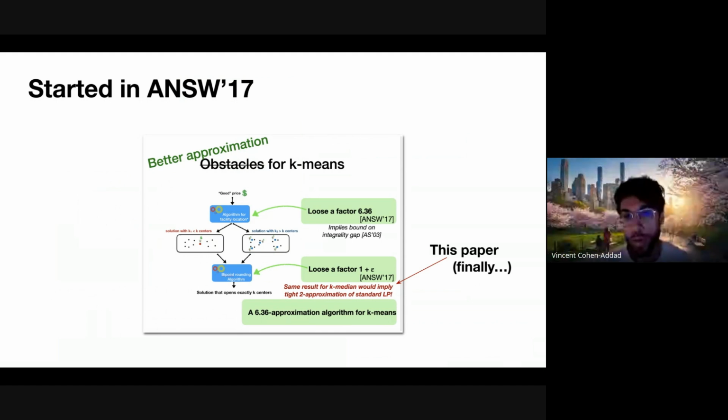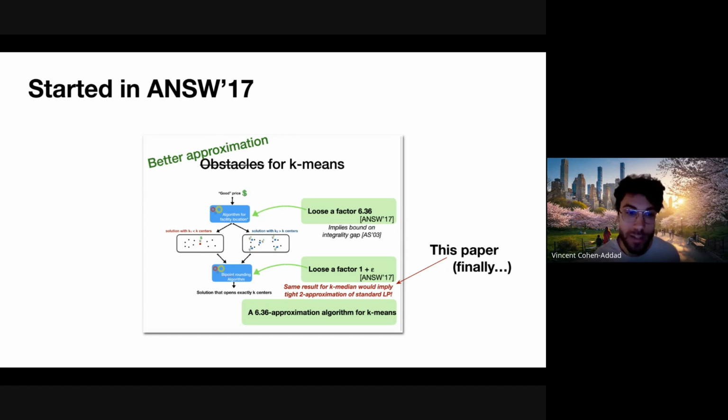Actually, this idea was started back in 2017 with some work on k-means, where they wanted to get a good approximation for k-means, and they took the same path. They observed that this was a pretty good path for k-means, where if you have some kind of well-structured algorithm for facility location, then you can round it. The bipoint rounding could be done using a 1 plus epsilon approximation. That was very nice, because the authors were able to round without much loss, and that gave us the hope.